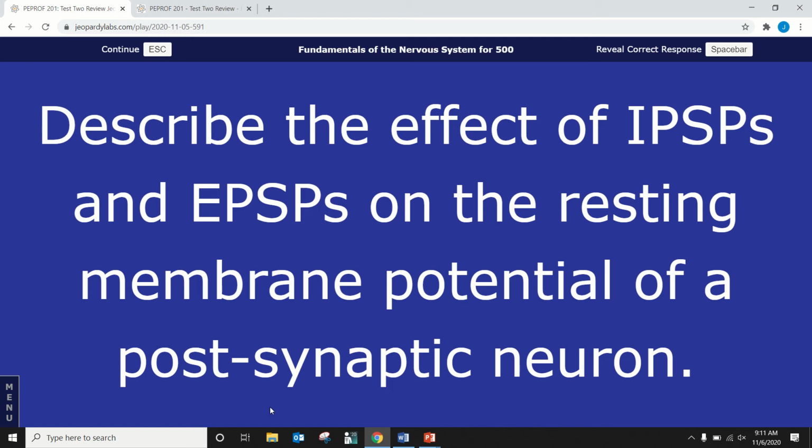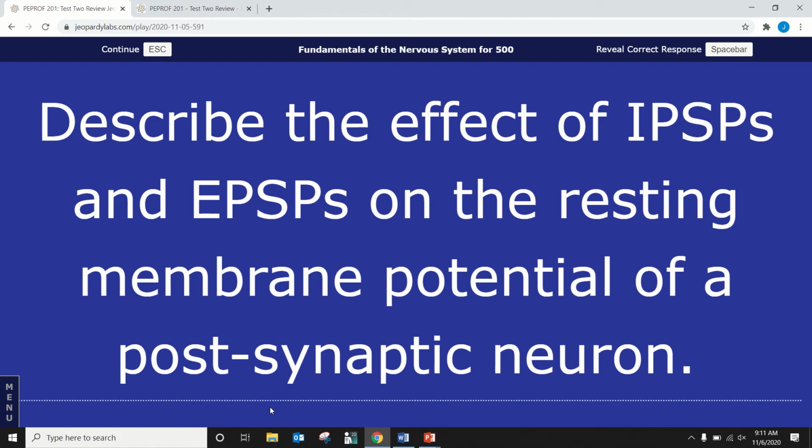And for an excitatory signal, ions come in to move from negative 70 to negative 65. So it gets it closer to that threshold voltage of negative 55, where the electrically gated channels start to open. So if you remember nothing else, IPSPs, inhibitory, make the inside of the cell more negative. EPSPs, excitatory, make the inside of the cell more positive.